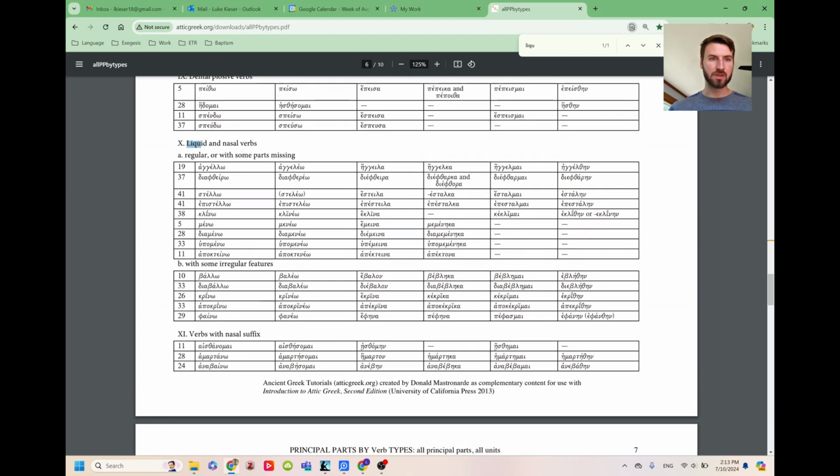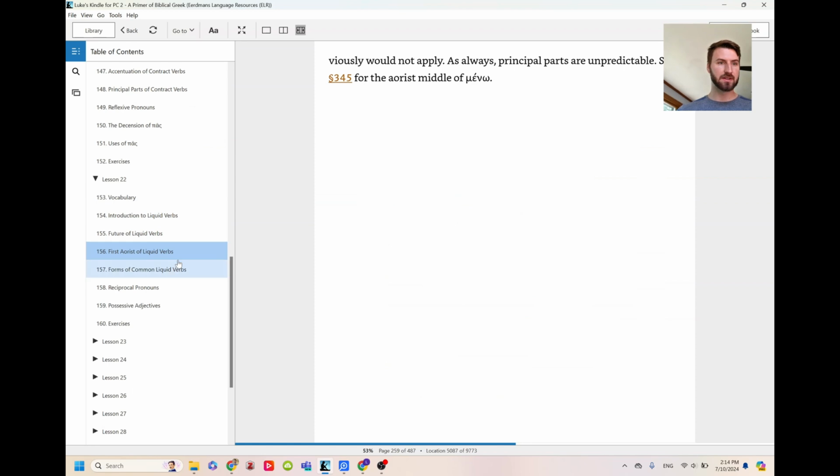And here there's a whole section on liquid verbs that you can go and see how they're formed. And you'll notice in the future, like angelo, you see in the future angeleo. And that's just saying that it's a contract there. You won't actually see angeleo, you'll just see angelo with a circumflex, because that's how it contracts. But you can look down all the way through this, that the future has the contract, and you look through the aorist, and the sigma is dropped, and you just see the alpha on the end. So those are the liquid verbs.